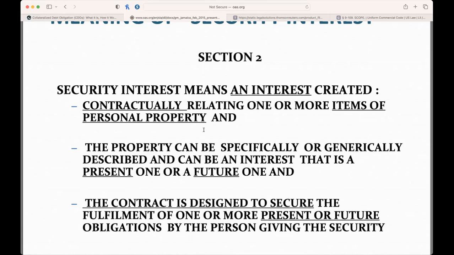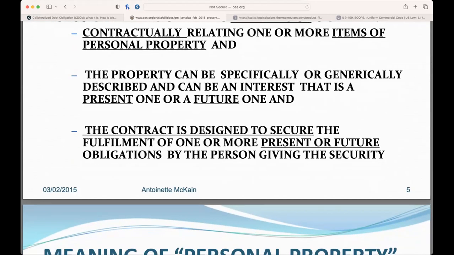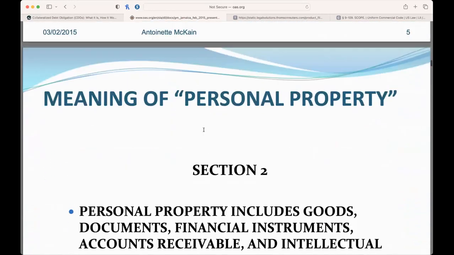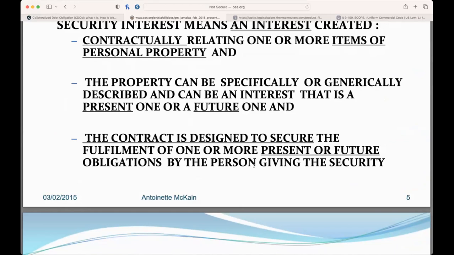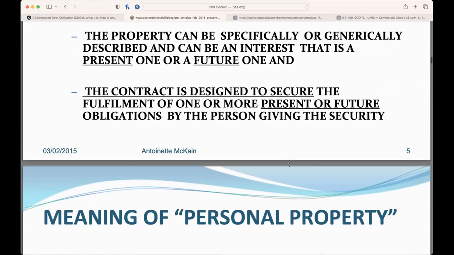and your contracts. So it says the property can be specifically or generically described and can be an interest that is a present one or a future one. And the contract is designed to secure the fulfillment of one or more present or future obligations by the person giving the security interest. So I don't know why they didn't finish. Oh, it says just giving the security. I thought there'd be more.